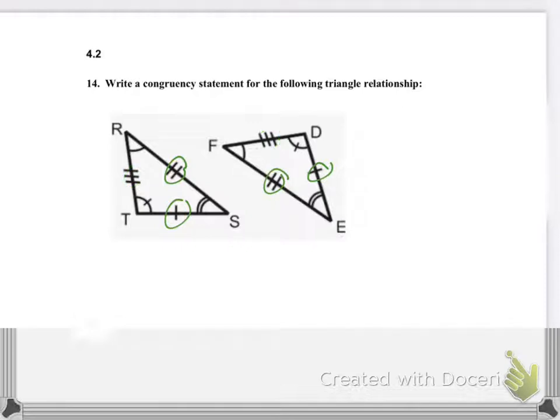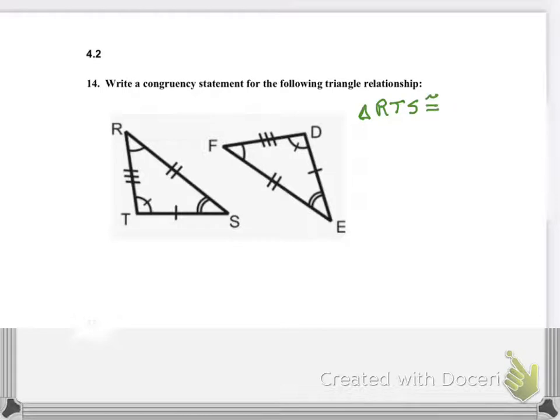So all my sides are equal and my corresponding angles are equal. My corresponding sides and my corresponding angles are equal. Therefore, these are congruent. Now, remember you're going to write the little triangle. And then I'm going to call the first one RTS.